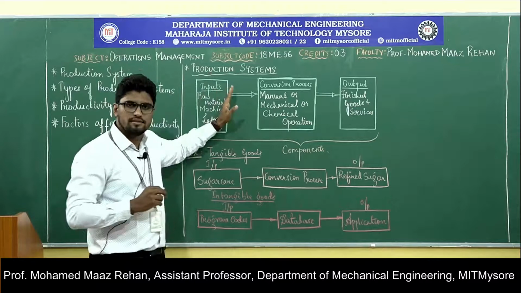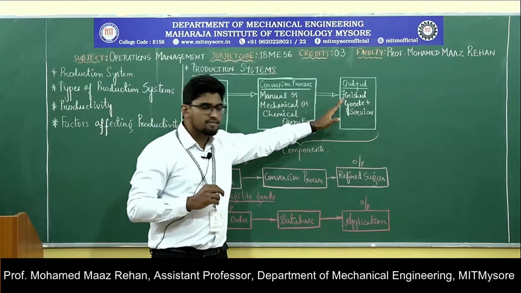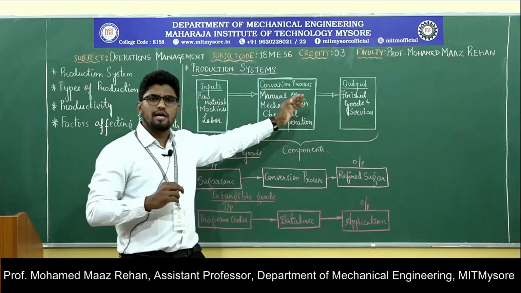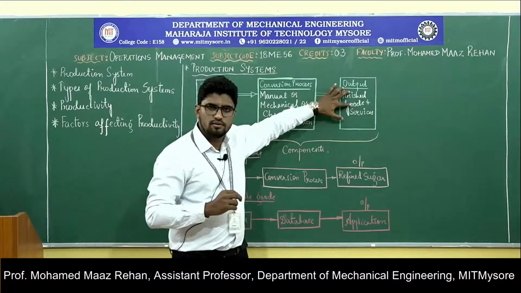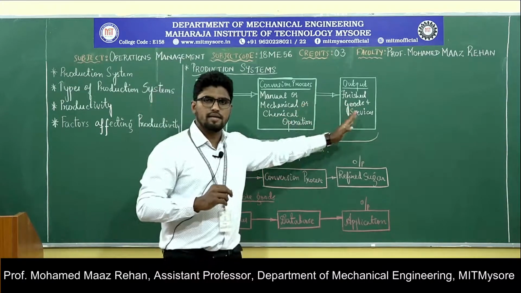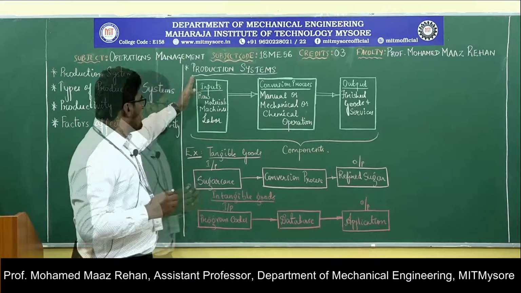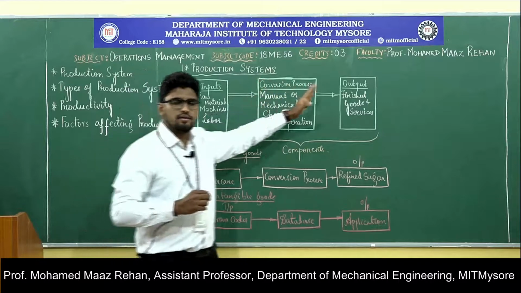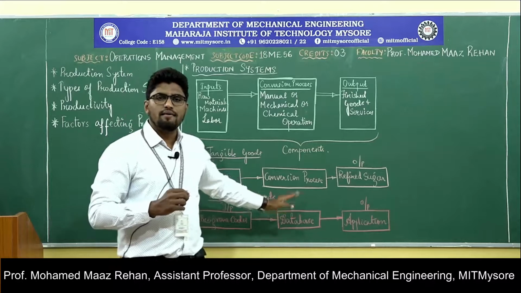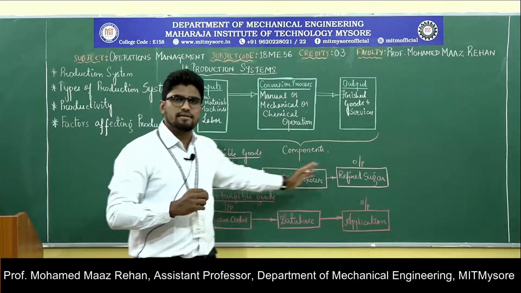So basically a production system is a conversion of raw material to the finished products as well as the services. The output of a production system will be finished goods and services, whereas the output of a manufacturing system is only the product. That is the key difference. In a production system, we have both tangible as well as intangible factors, whereas in a manufacturing system we have only the tangible factor.